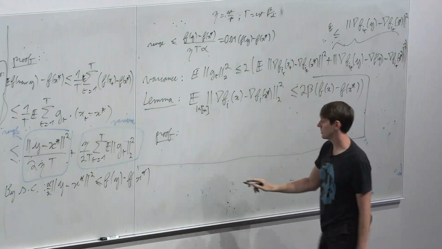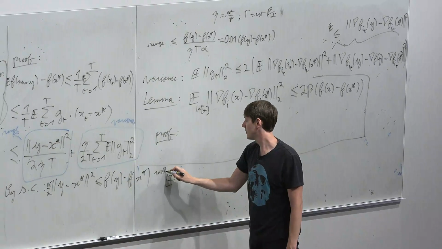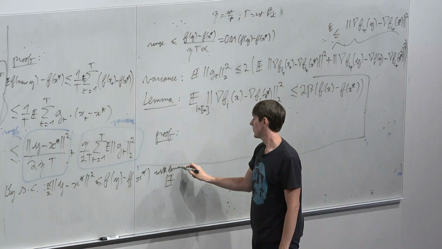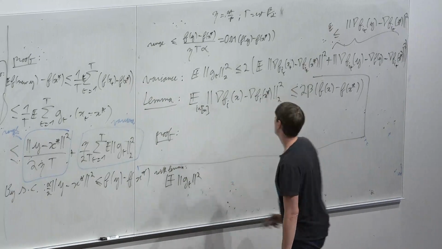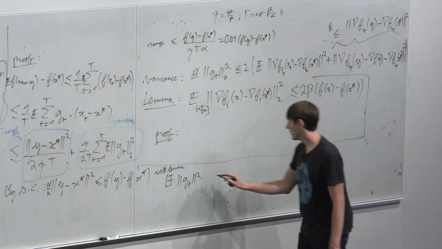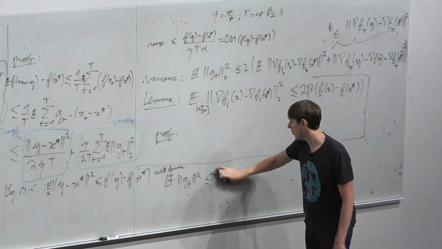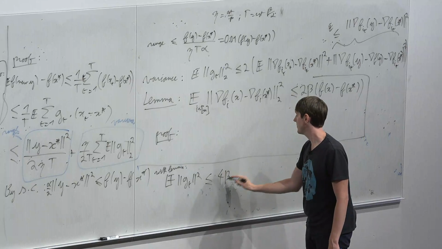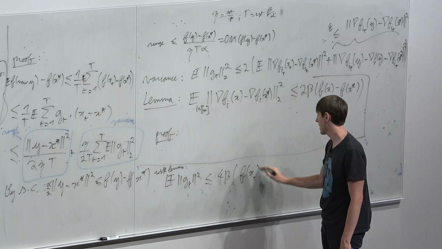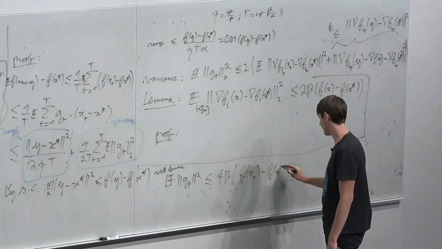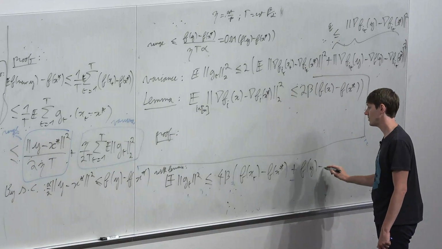But now with this, what do we get? We get that the expectation, with the lemma, of the norm of g_t squared is bounded by 2 times... I have a 2 and a 2, I get a 4. I get 4 beta times f of x_t minus f of x star plus f of y minus f of x star.